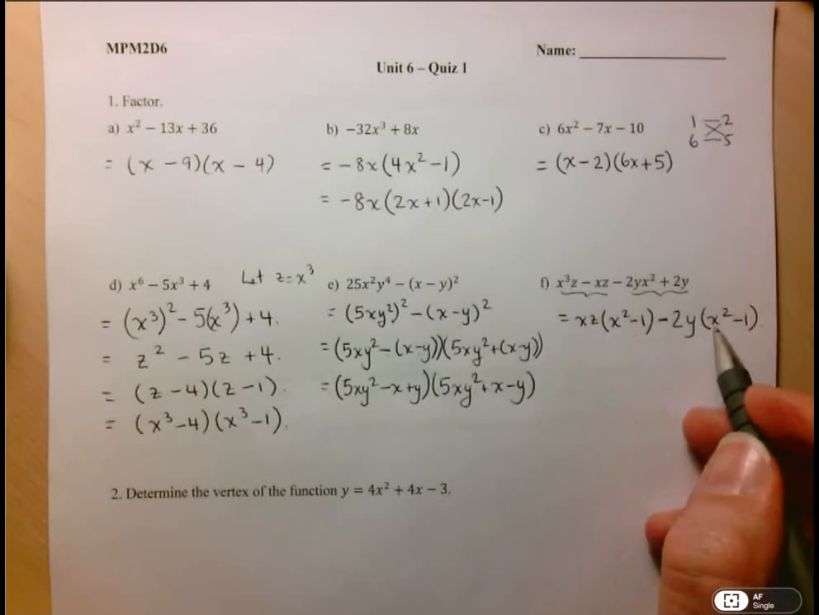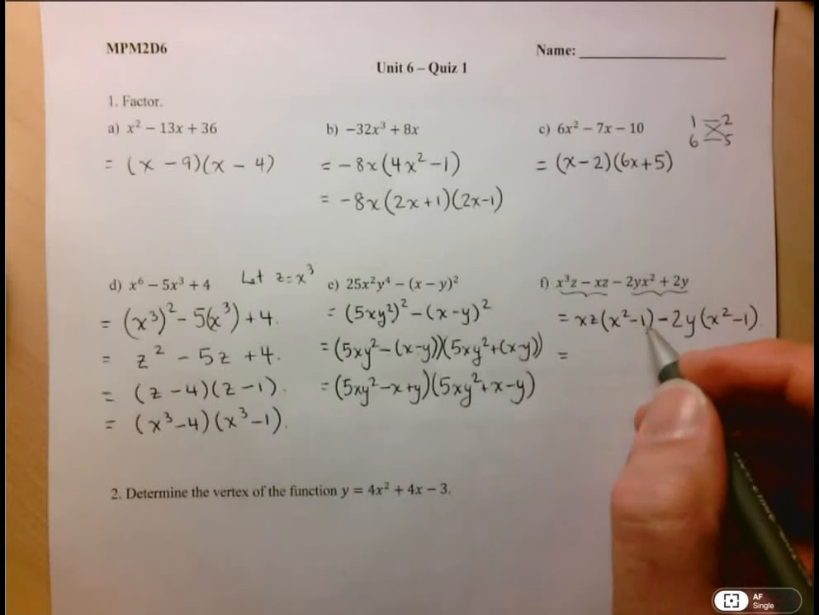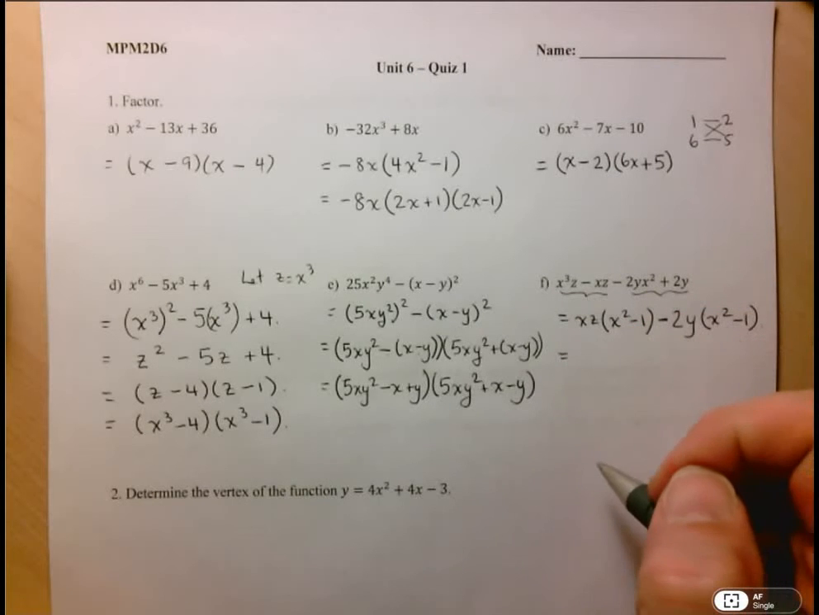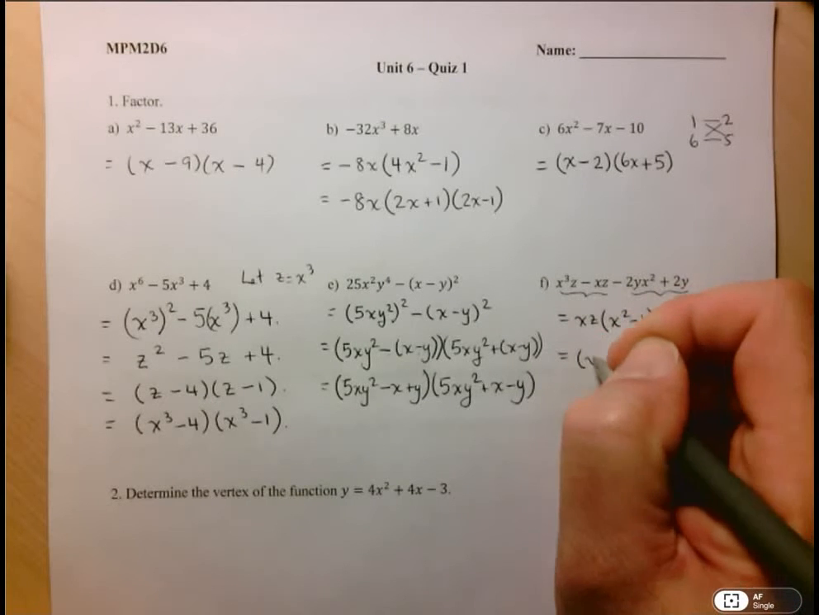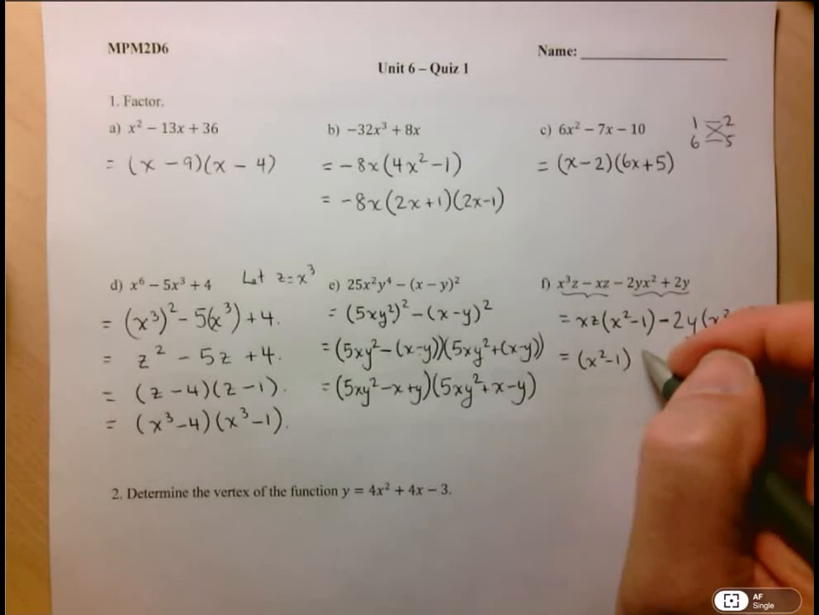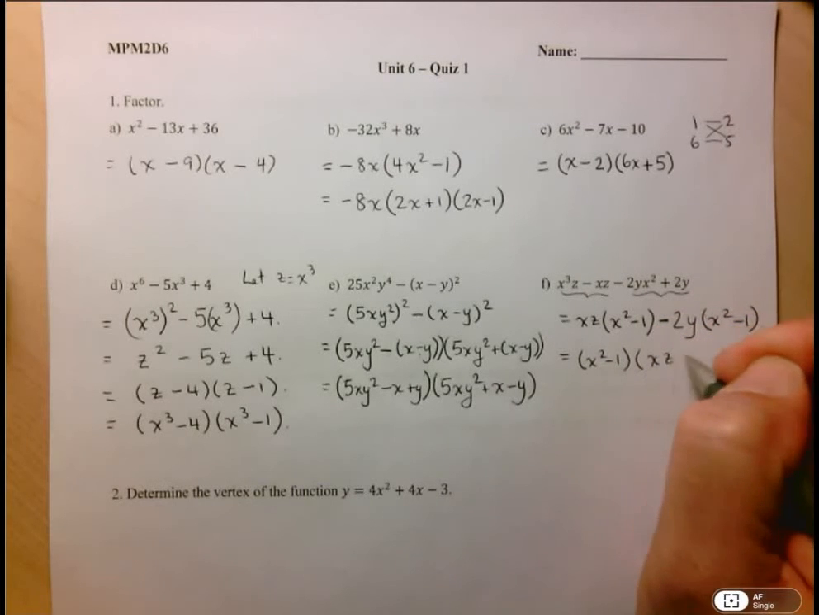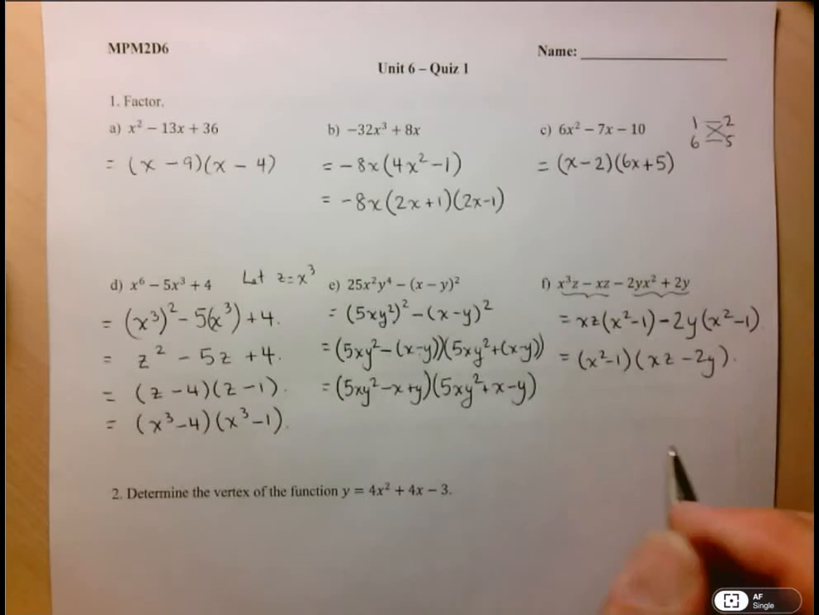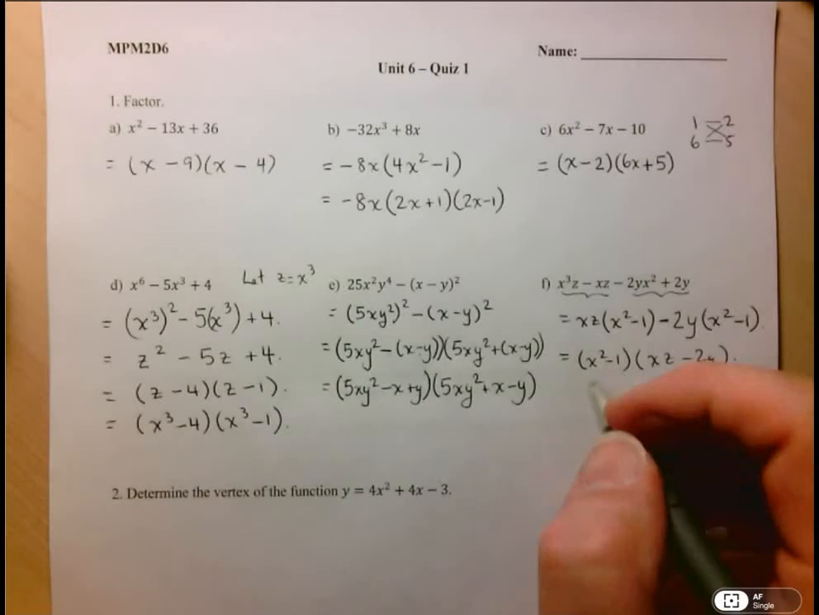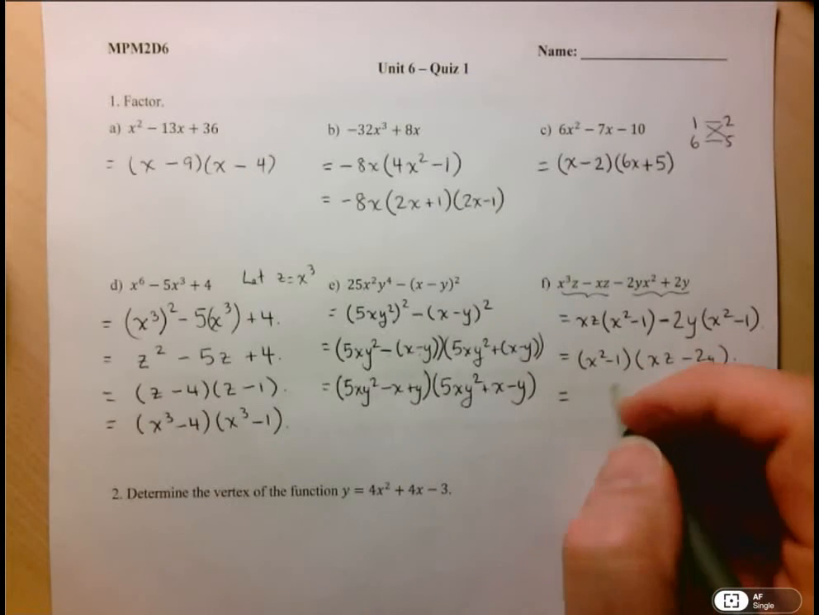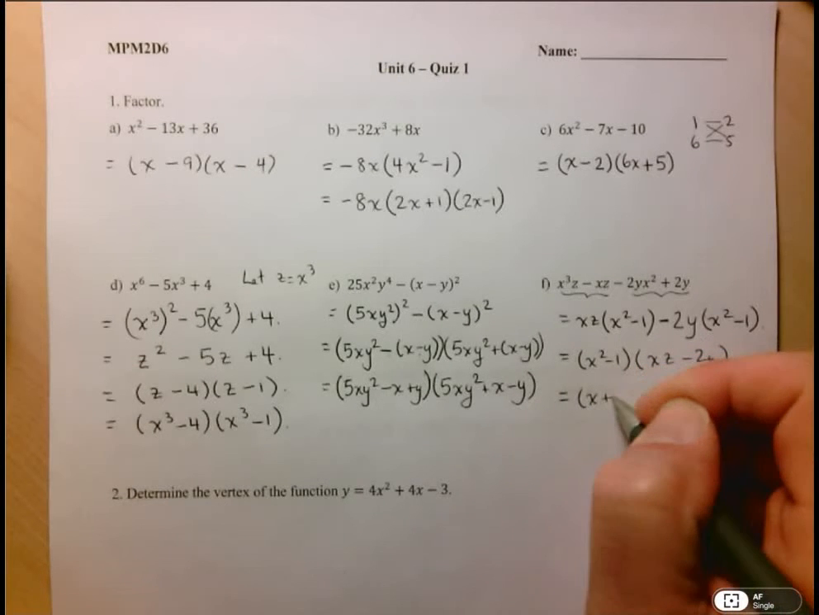So I got exactly what I was hoping for, because now that they both possess x squared minus 1, I can factor that out. And here we're left with xz minus 2y. And here again, we notice x squared minus 1 is a difference of squares, so I can actually factor that a little more.